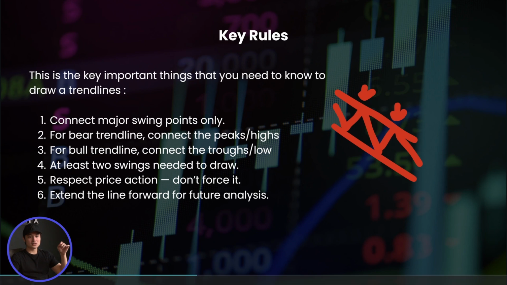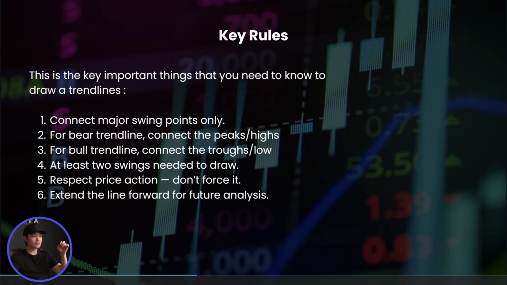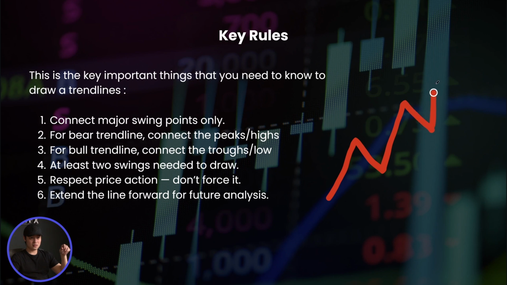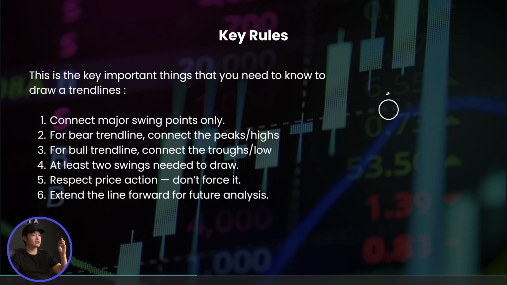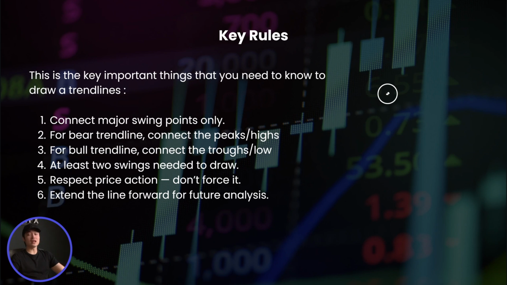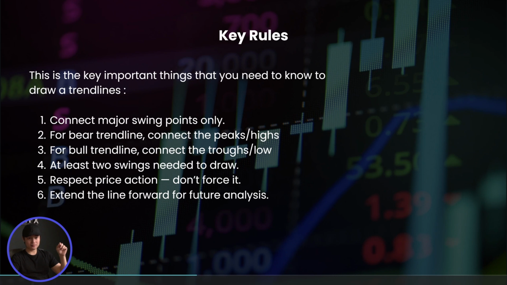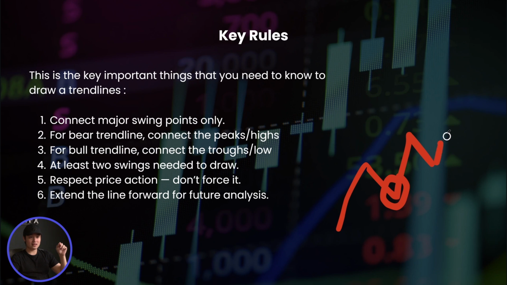That's wrong. Okay, then for the bull trend line, you need to connect to the troughs or the lows like this. It should be connecting like this. Okay, this is the low, and then this is the low, not on the high. This is wrong. And then let's go to the fourth point: at least two swings are needed to draw. Okay, like this. We need two swings. The first one, okay, and the second one.